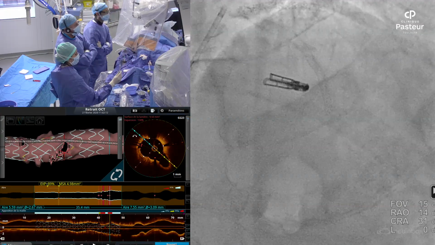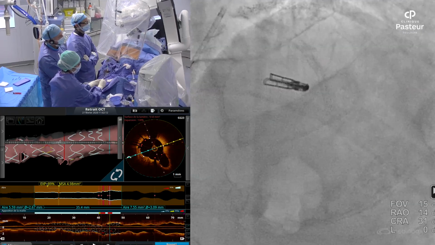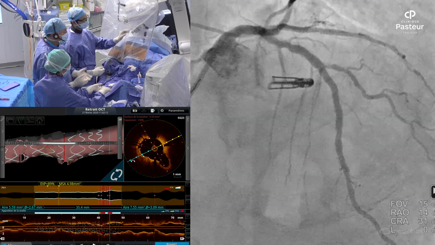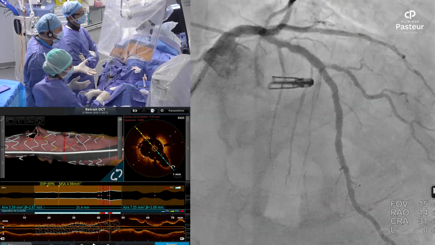Okay, well, it seems not too bad. I think it's quite a good result if we consider the calcification of this lesion. If you agree, we can stop the procedure here.